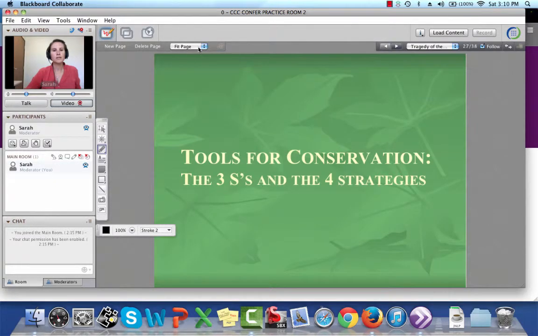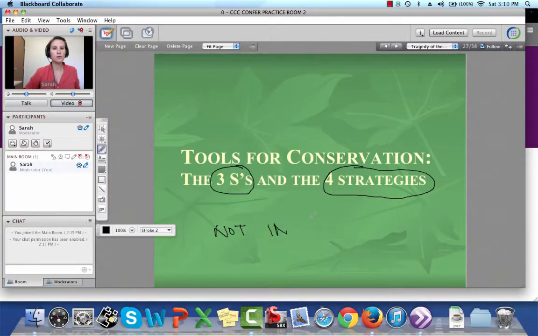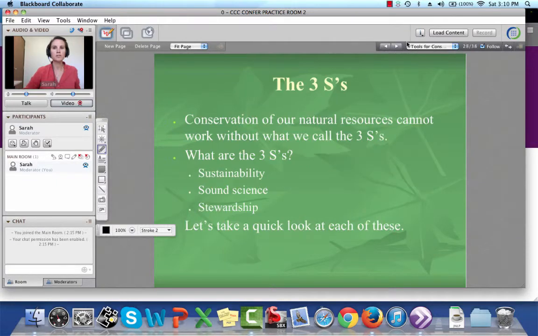All right, to finish out this lecture, we're going to talk about the tools that we can use to conserve our natural resources and also some strategies that we use. So we're going to go over the 3 S's that you need to know and the 4 conservation strategies. Now, this stuff is not in your book, so you need to pay attention and take notes. Not in your book. All right, so first off, we're going to talk about what are these 3 S's.